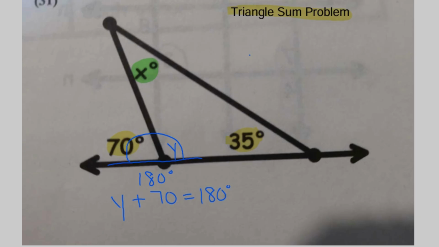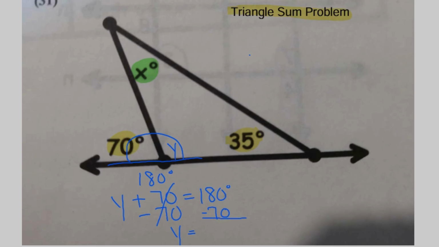To get y by itself, we have to get rid of the 70. To get rid of the 70, we have to do the opposite of whatever is going on in the problem. At this moment in time, the 70 is being added to the y. So to get rid of it, we have to do what? Subtract it. And remember that whatever you do to one side of the equal sign, you have to do to the other. So we will subtract 70 from the left, and we will also subtract 70 from the right. These cancel out here, leaving y by itself.